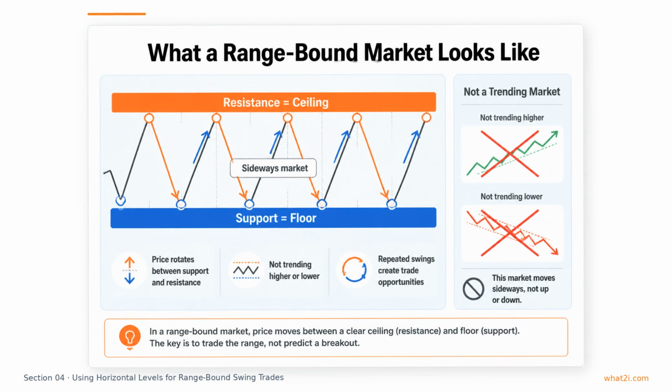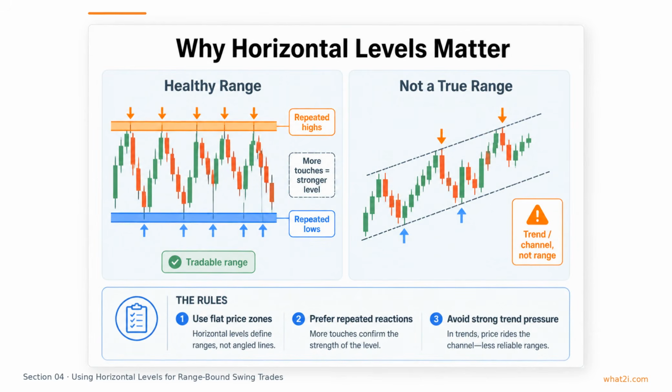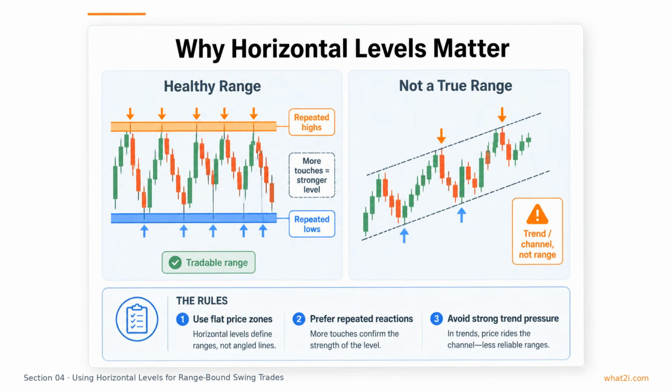The key is recognizing that the market is moving sideways, not building a strong trend. Horizontal levels are especially important in a true range, because buyers and sellers keep defending similar price areas again and again. This is why flat support and resistance zones are usually more useful here than diagonal trend lines. A healthy range shows repeated highs near the top and repeated lows near the bottom. The more times price respects those boundaries, the more credibility the range gains.